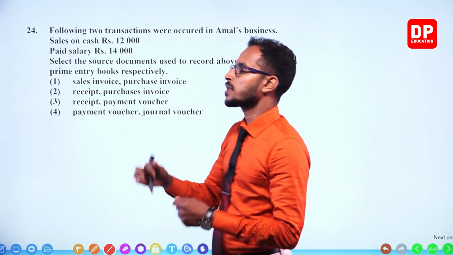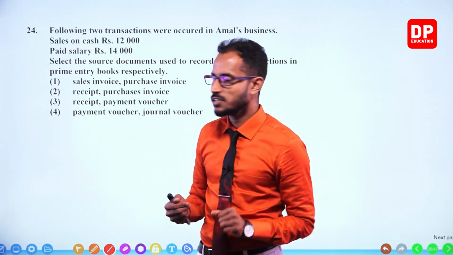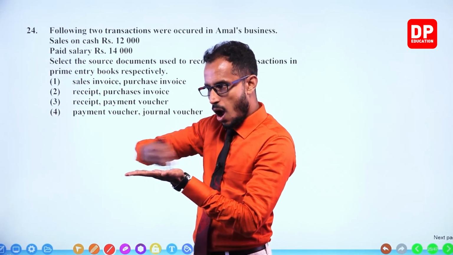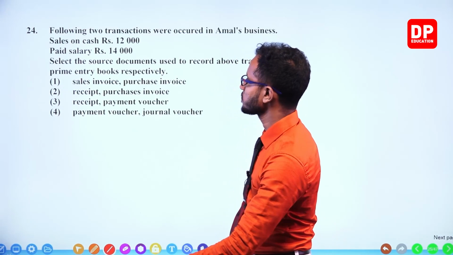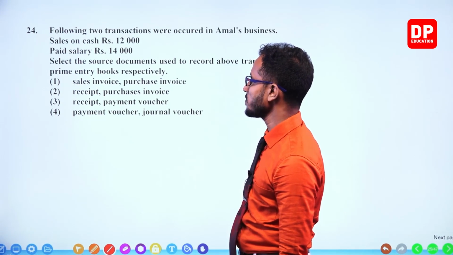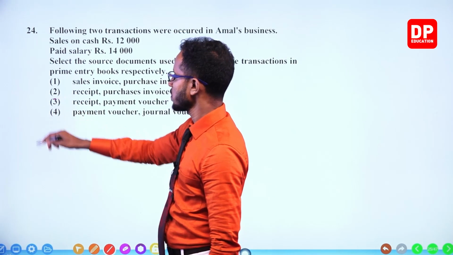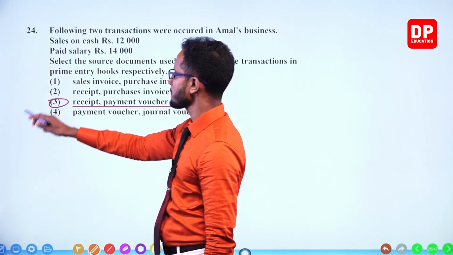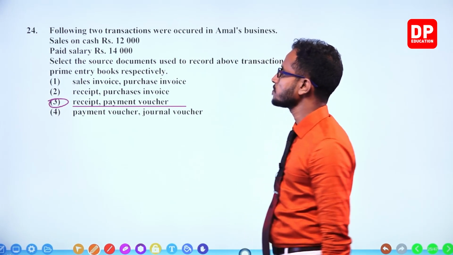Sales on cash, you get cash to the business, it's a receipt. Paid salary, you spend cash out from the business, it's a voucher. So receipt and payment voucher, here we go. Receipts and payment voucher. Third one.